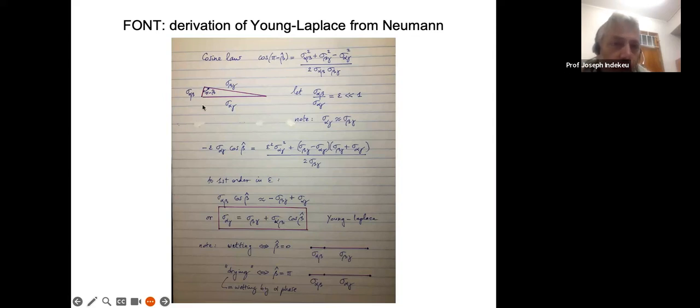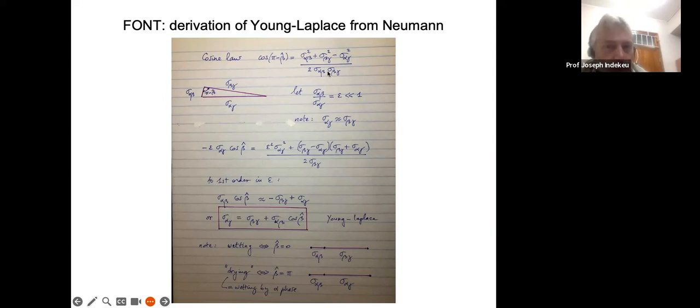So I've drawn here a situation where sigma alpha beta is quite small compared to the other interfacial tensions. So let the ratio of sigma alpha beta to any one of the others, let's call it sigma alpha gamma, for example, be epsilon, and let this be much smaller than unity. And note that the other two remaining interfacial tensions are almost equal to one another, if there is going to be a Neumann triangle at all, right? And these two sides are going to be almost the same.